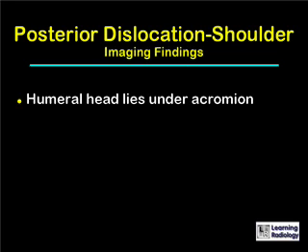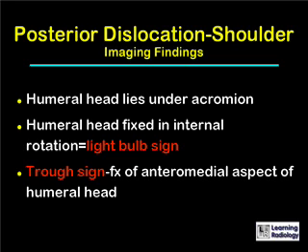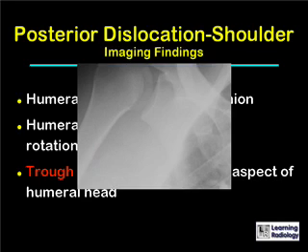The imaging findings are the humeral head comes to lie under the acromion process. Regardless of what position the arm is turned, the humeral head tends to remain in a fixed internal rotation position, which is called the light bulb sign. And the trough sign is a fracture along the anteromedial aspect of the humeral head as the humeral head strikes the posterior rim of the glenoid on dislocating.